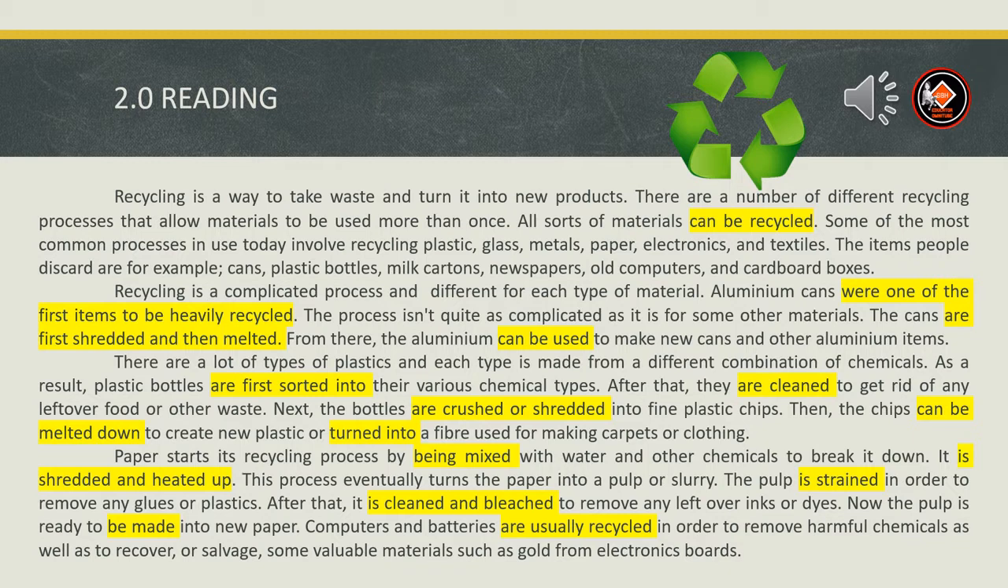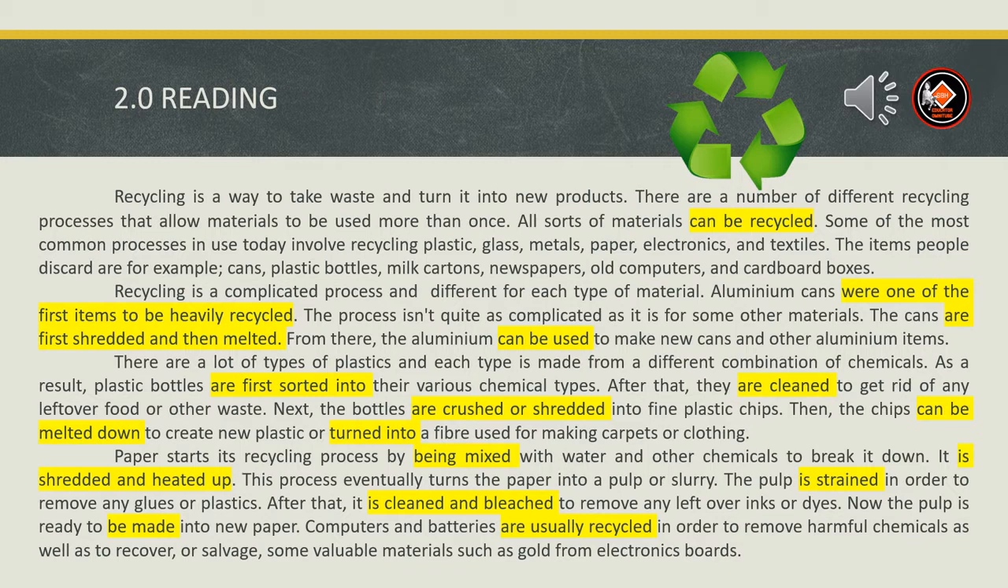There are a lot of types of plastics and each type is made from a different combination of chemicals. As a result, plastic bottles are first sorted into their various chemical types. After that, they are cleaned to get rid of any leftover food or other waste. Next, the bottles are crushed or shredded into fine plastic chips. Then, the chips can be melted down to create new plastic or turned into a fiber used for making carpets or clothing.